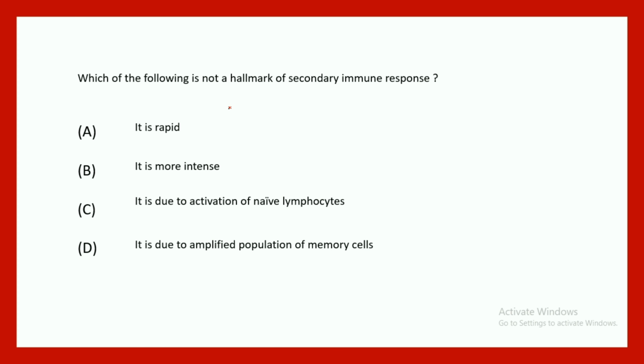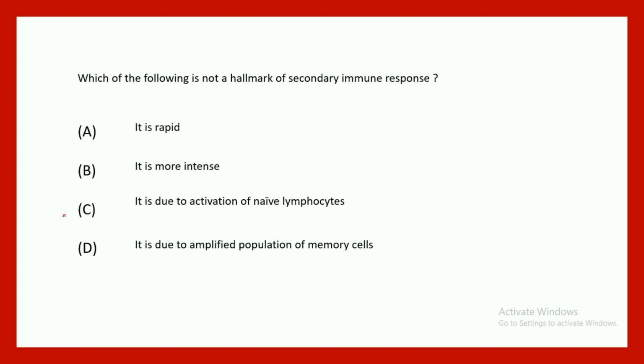Next question says, which of the following is not a hallmark of secondary immune response? It is rapid, it is more intense, it is due to activation of naive lymphocytes, it is due to an amplified population of memory cells. Pause for a moment and try to solve this question. By now, I think you have solved this question.